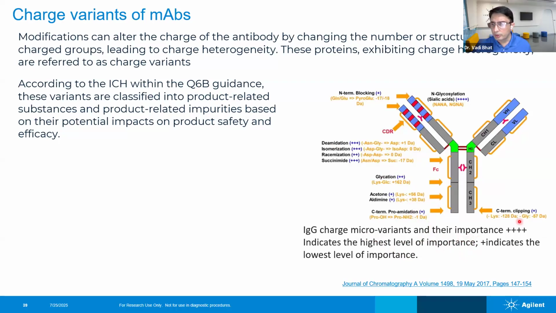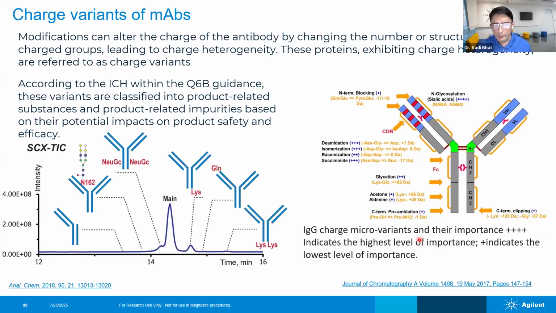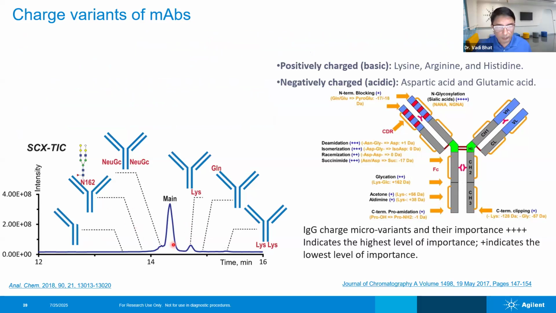Now, it's showing that when you run on the ion exchange chromatography column, based on its nature, if it is basic, then it will be on your right side, and the acidic ones stick on the left side. You can see that.